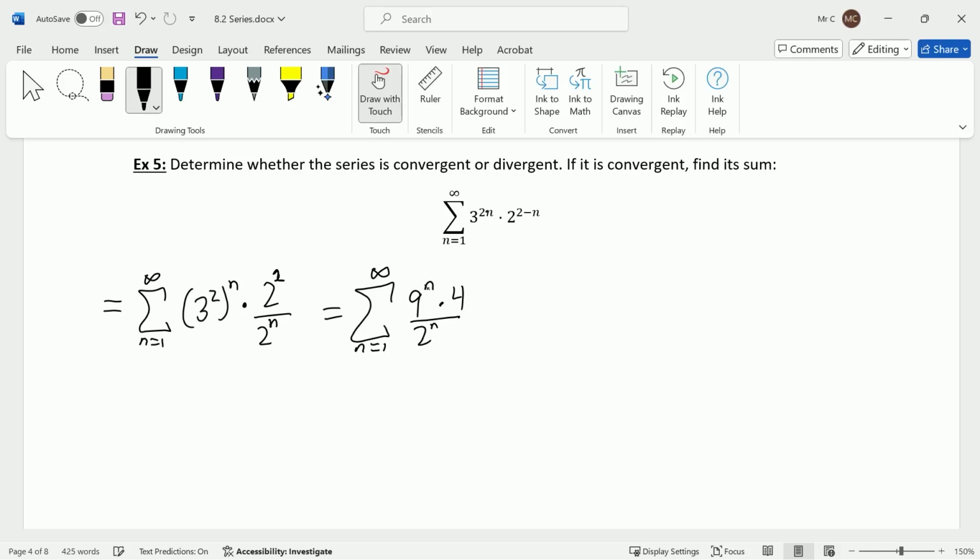power. And if I have two expressions with the same exponent and they're dividing or multiplying, I can combine them into one exponent expression. And I'm also going to put the 4 in front just to fit my normal notation. So this is really 4 times 9 over 2 to the nth power.